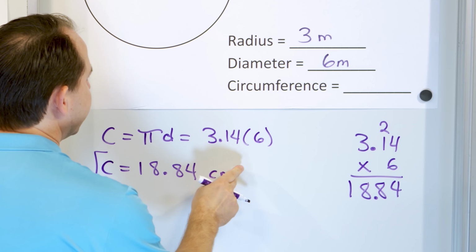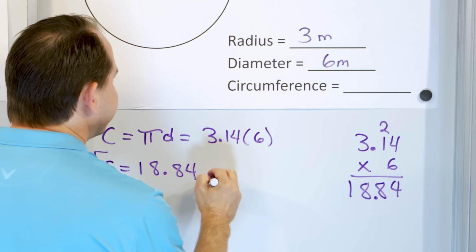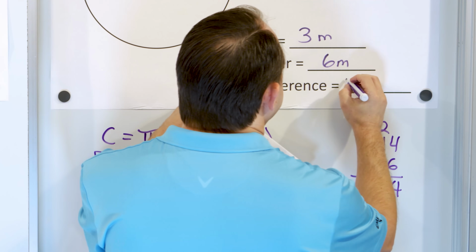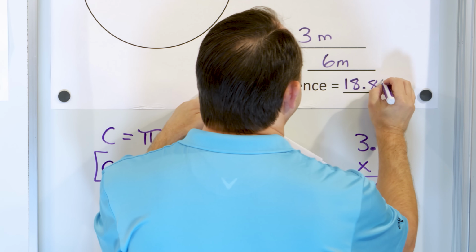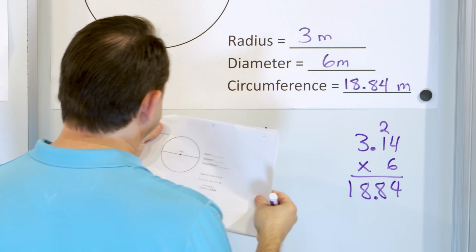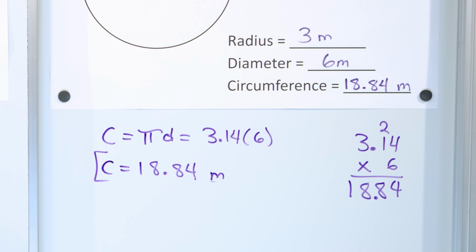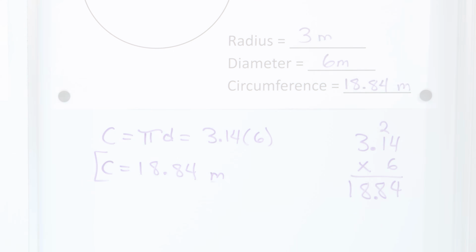The circumference is the distance all the way around, so it's in centimeters. Actually, not in centimeters, sorry about that. This problem is in meters, so it's going to be in meters. So 18.84, and that's in meters. So let me take these down. We have a few more in this lesson, and then we're going to wrap it up.